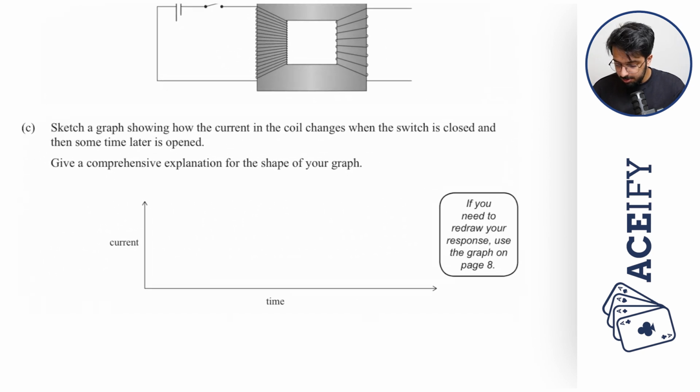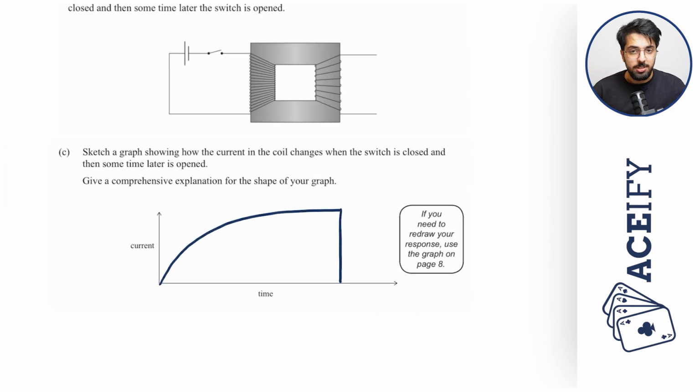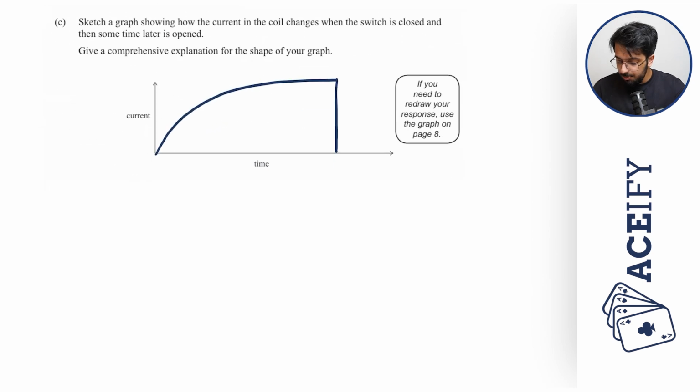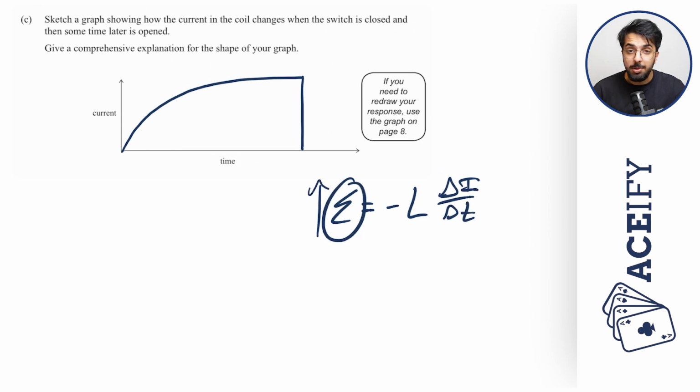Alright, so the shape that we're going to draw is something that looks like this. Straight down. So the reason for this, when the switch is initially closed, there is going to be a current flowing through the circuit. And so our current is coming from zero, and there's going to be a high rate of change of current. Because we know the back EMF equation for our inductor is equal to negative L, change in current all over change in time, if there's a high rate of change of current, we're going to have a high back EMF, okay?